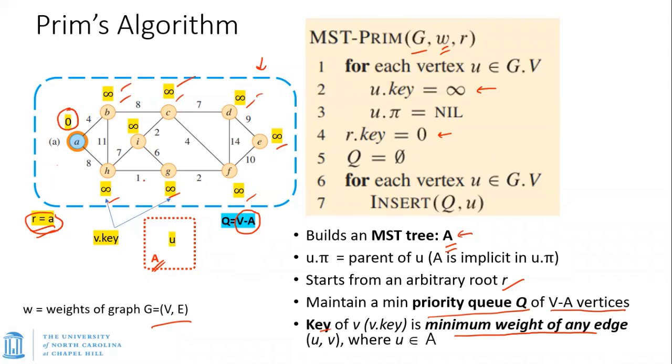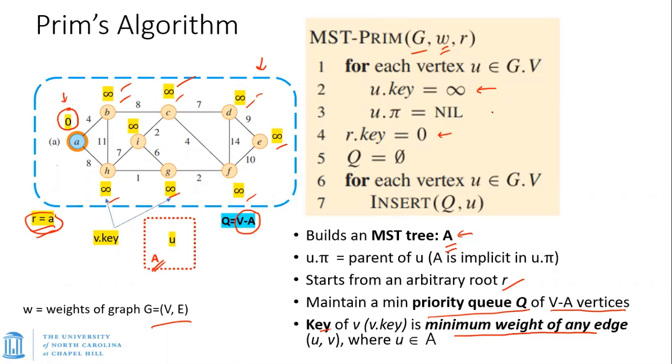All right, and so V minus A is going to be a minimum priority queue, which is going to be based on the key value of every vertex. So when you start off, clearly the minimum value is going to correspond to the vertex A, because this has the least value, least key.